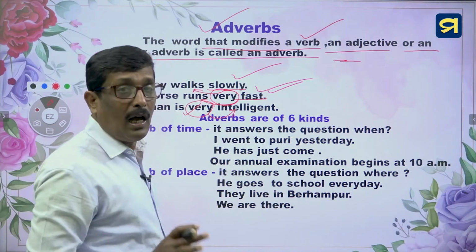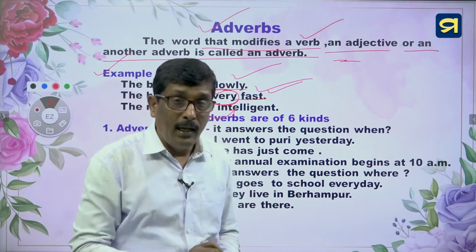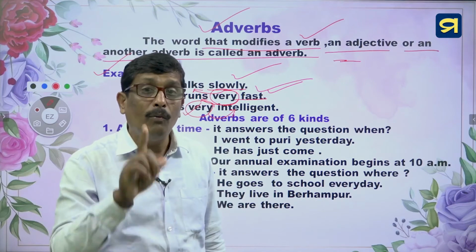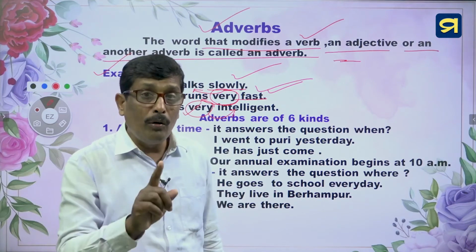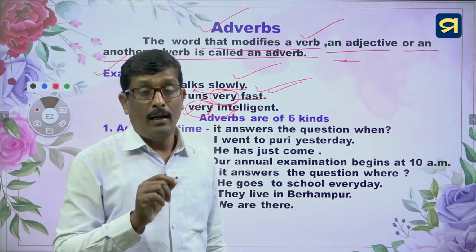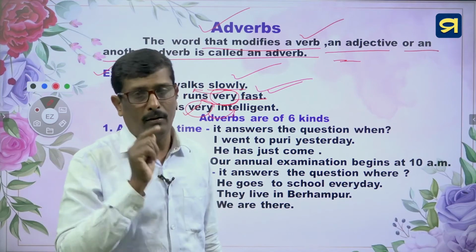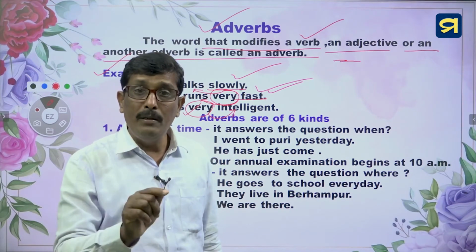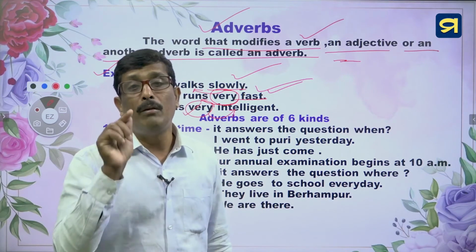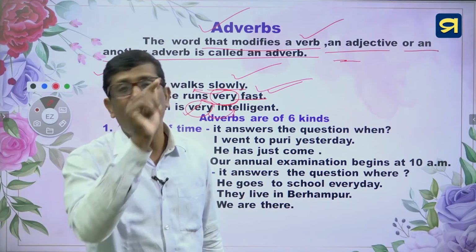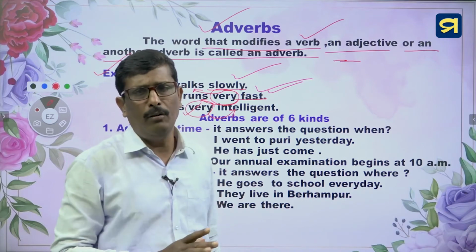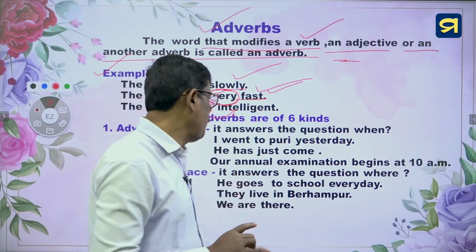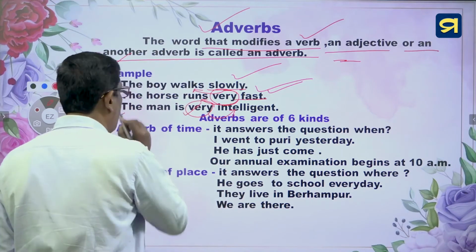And adverbs are of six kinds. What are they? Number 1 is adverb of time. Number 2 is adverb of place. Number 3 is adverb of manner. Number 4 is adverb of frequency. Number 5 is adverb of degree. And number 6 is sentence adverb. These are the different kinds of adverbs.